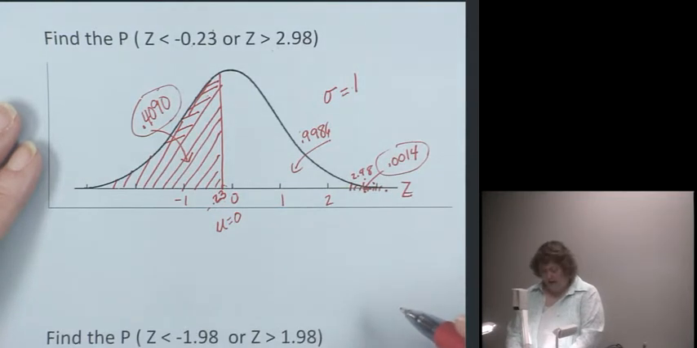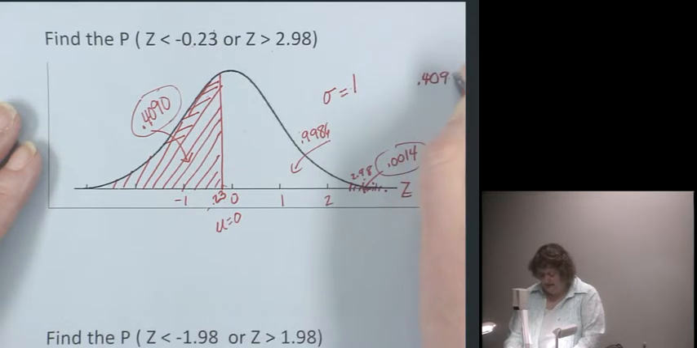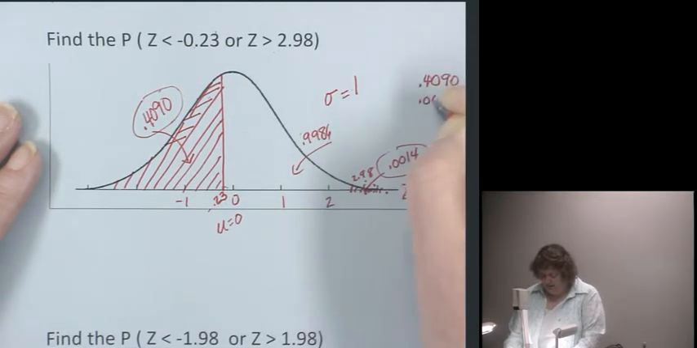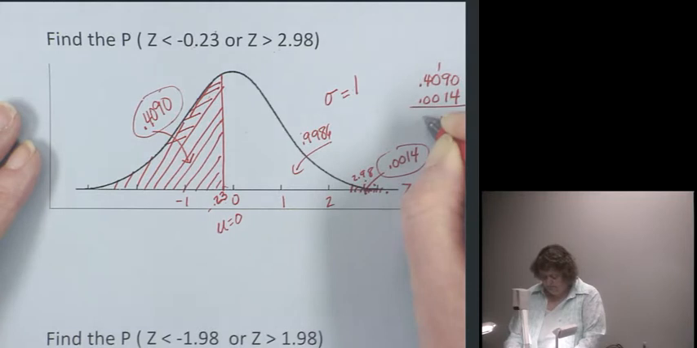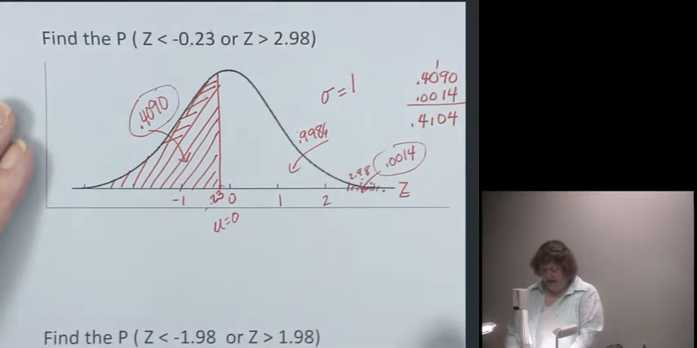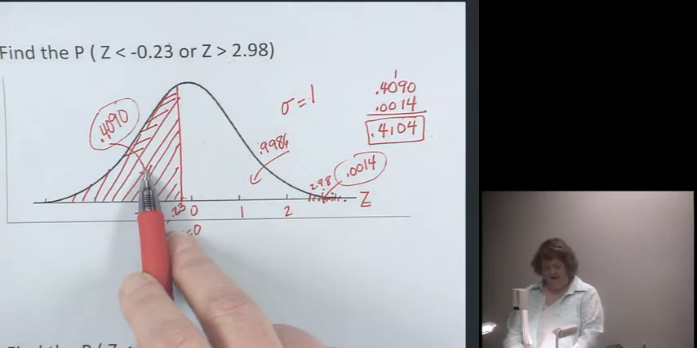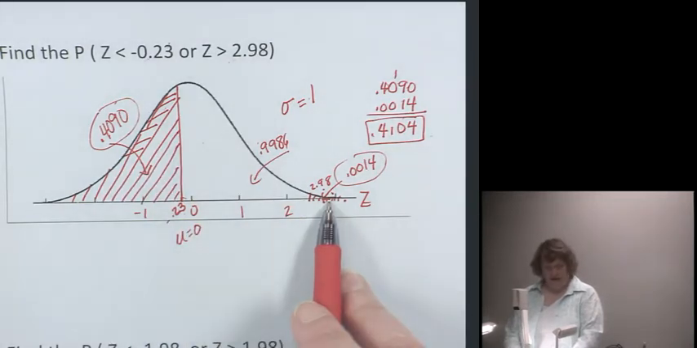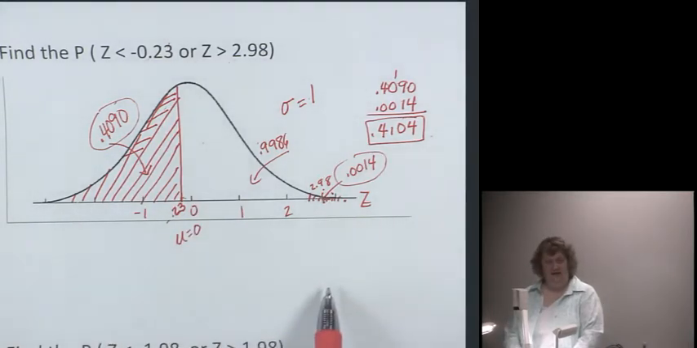To get the total area, I would just add 0.4090 plus 0.0014, combining the two techniques that I know, and I get 0.4104. So it's not really a different technique in reading the table to get my answer. For this one, I use the area to the left. For this one, I use the area to the right. But to get my total area, I had to add both of those together.